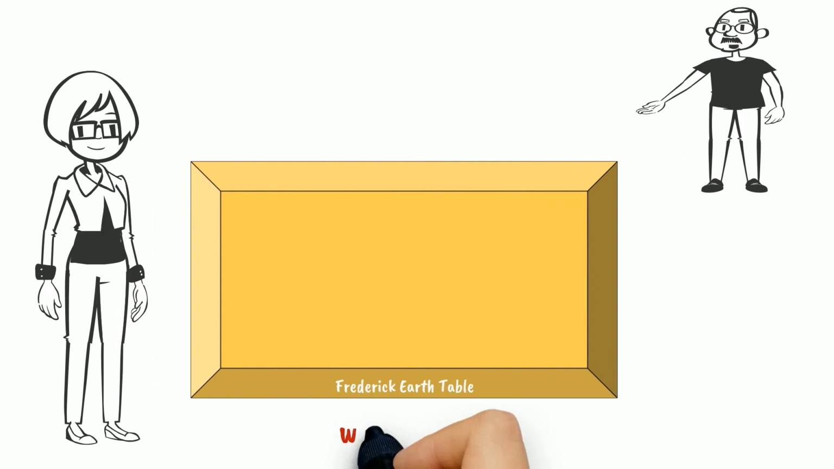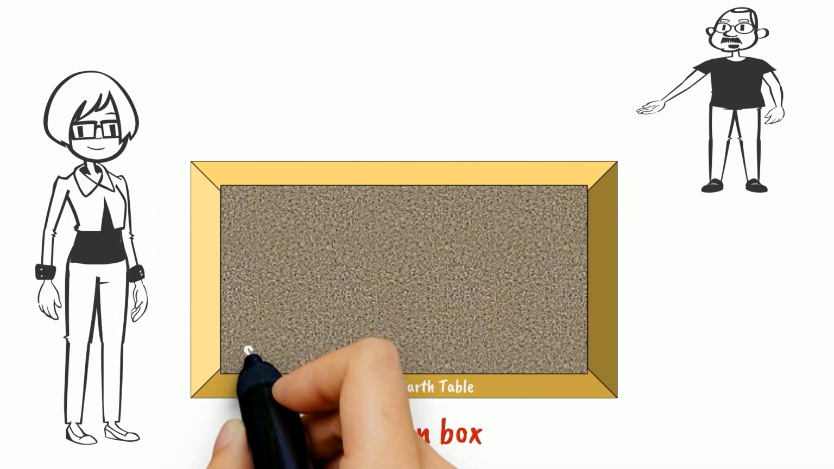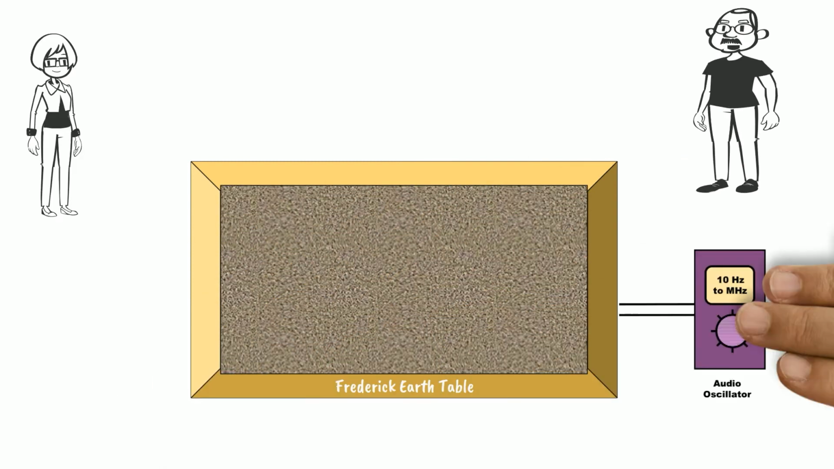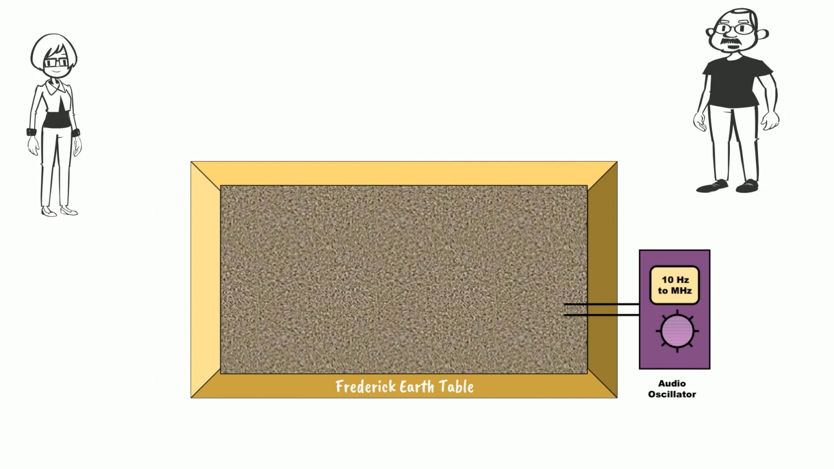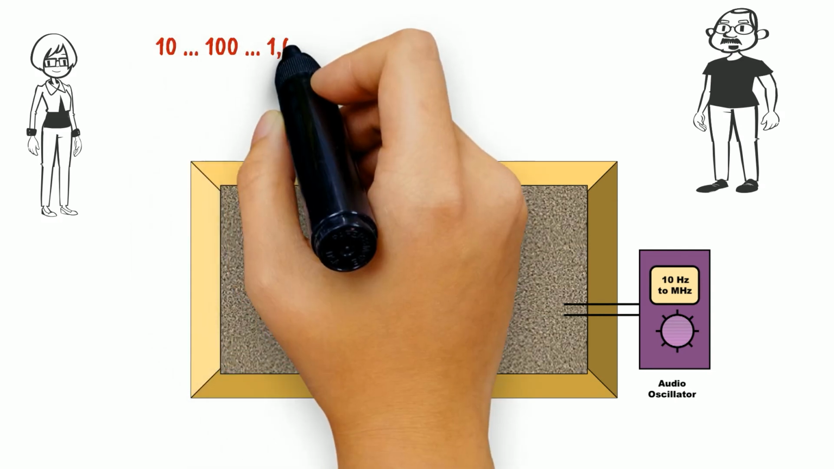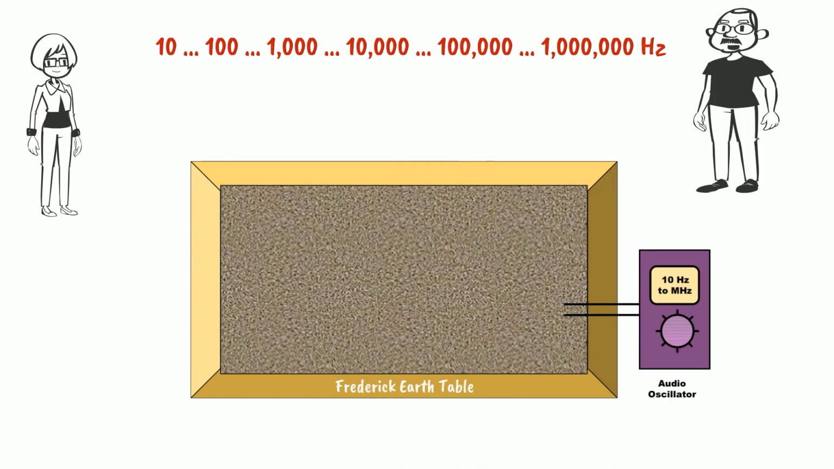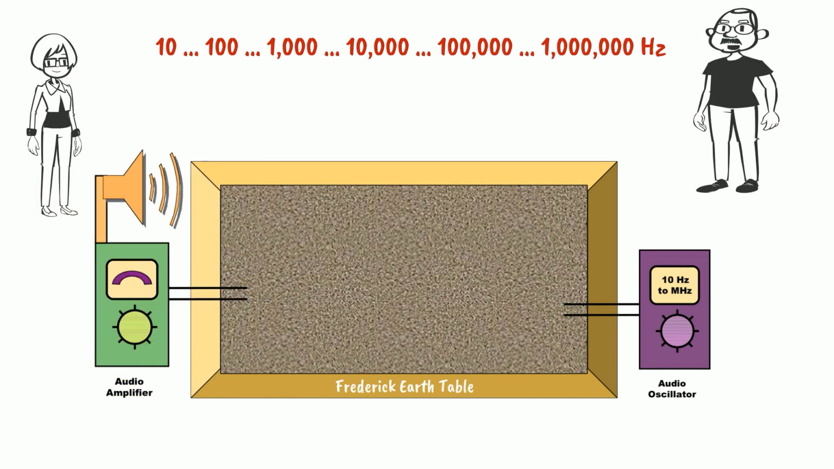I started with a wooden box to which I added potting soil, slightly moistened. I then added an audio oscillator and placed the two leads into the soil. This allows me to change the frequency from 10 Hz to 1 million Hz. The audio oscillator produces one frequency, or tone, at a time. At the other end of the Frederick Earth table I added an audio amplifier as shown here.